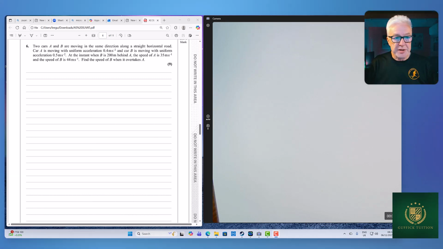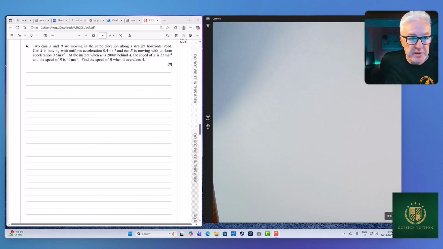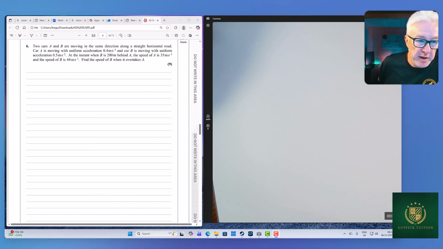It says two cars A and B are moving in the same direction along a straight horizontal road. Car A is moving with a uniform acceleration of 0.4 meters per second squared and car B is moving with a uniform acceleration of 0.5 meters per second squared. At the instant when B is 200 meters behind A, the speed of A is 35 meters per second and the speed of B is 44 meters per second. Find the speed of B when it overtakes A.